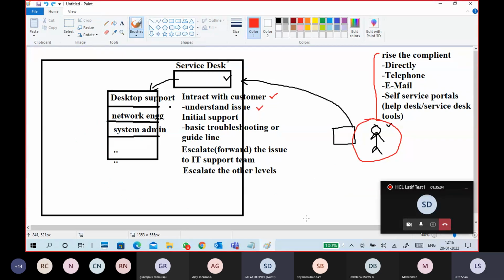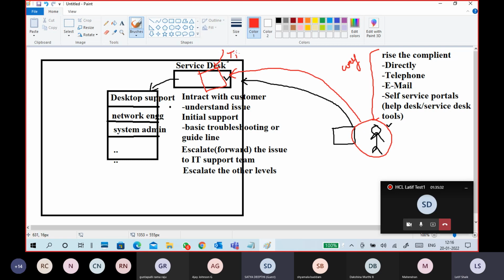Guys, understand what is the main purpose of this service desk? First of all, this is the customer. These are the different ways to reach the service desk. Service desk, understand the life cycle. Service desk people raise what is called a ticket. Complaint means the meaning is ticket.